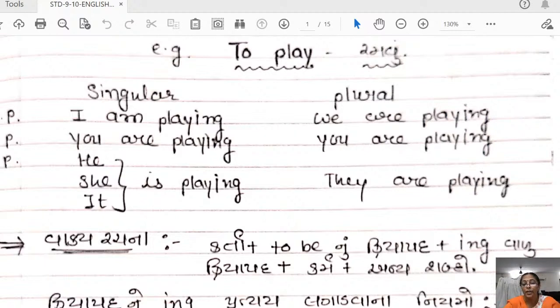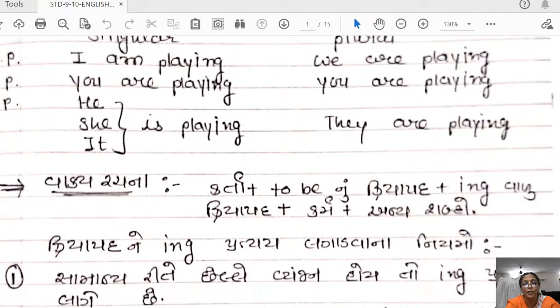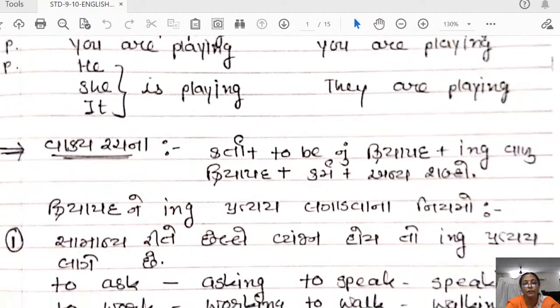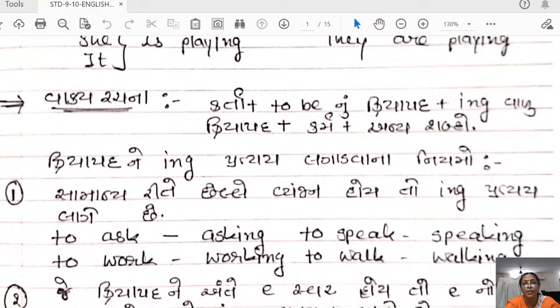Now we can see the formation of the present continuous tense means vakya rachna. First comes karta means subject. Then comes to be no kriyapad. Then ing વાળું ક્રિયાપદ પ્લસ કર્મ પ્લસ અન્ય શબ્દો.